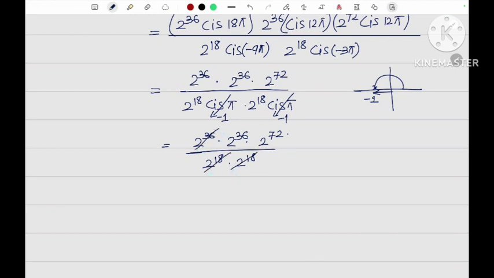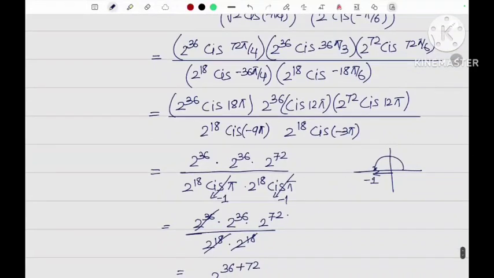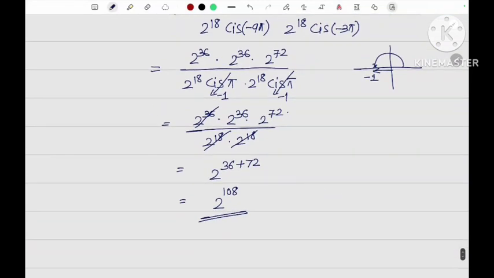So these two will get cancelled, and I am remaining with 2 to the power 36 plus 72, which is nothing but 2 to the power 108. That is the answer of this question, which you think might look a little complex, but it is just the application of De Moivre's theorem, adding multiples of 2 pi, subtracting multiples of 2 pi, and the answer is very easy. And this came in JEE Advanced exams, wherein you might have got 4 marks for this kind of simple question.